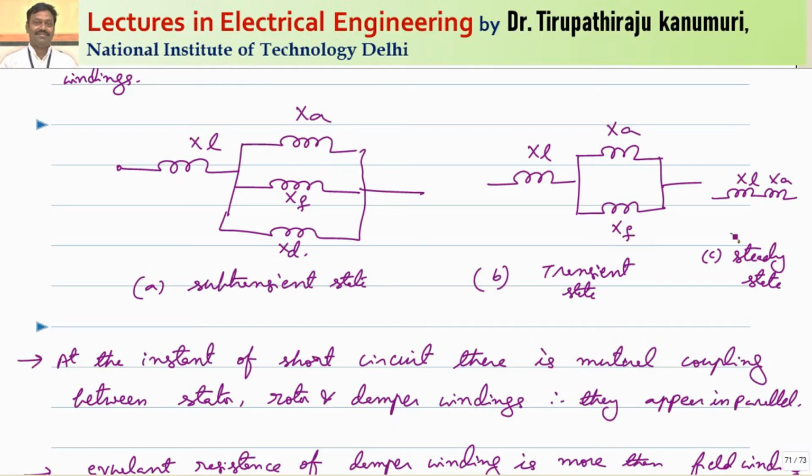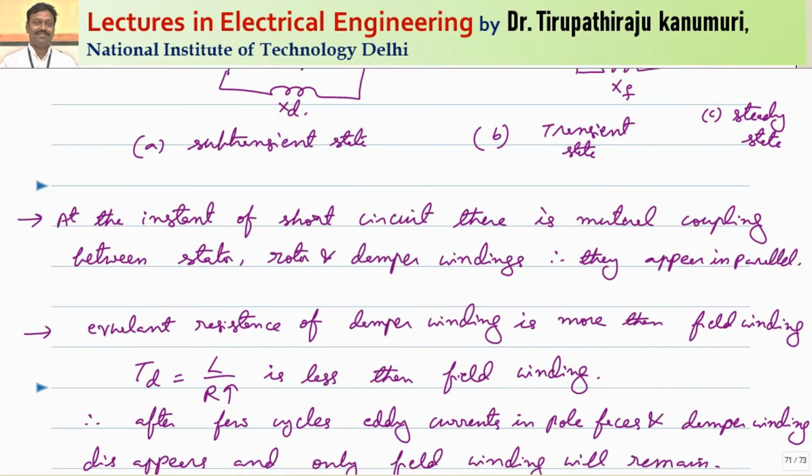After that, the final steady state value will be the leakage reactance in series with the armature reaction reactance, which is equal to XS. That means the steady state reactance or synchronous reactance. So same thing I have repeated here. At the instant of short circuit, there is mutual coupling between the stator, rotor and the damper windings, so they appear in parallel. Why are they appearing in parallel? This is because of the DC component.